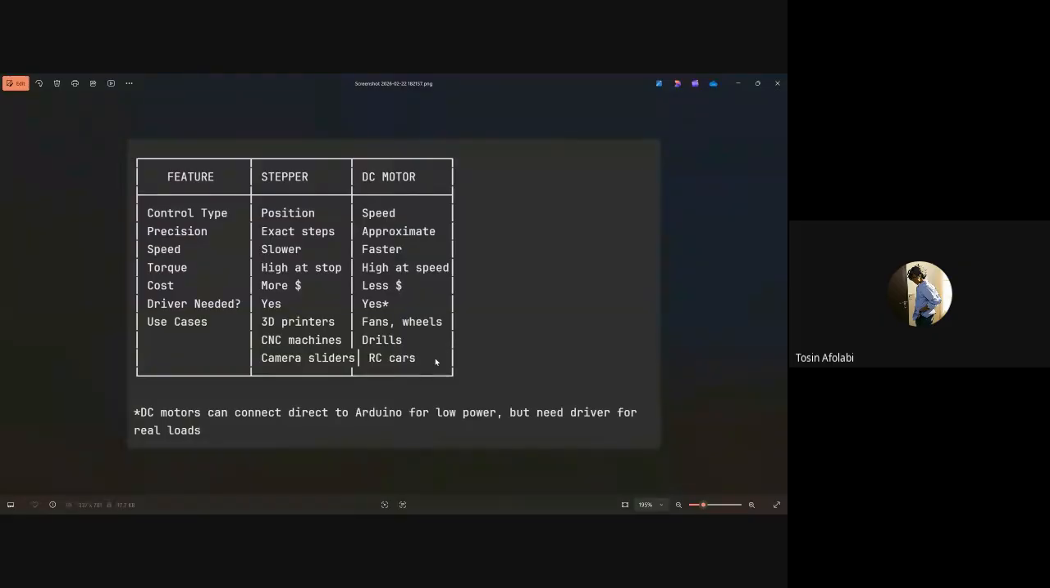So, two different types of motors: we have the stepper motors and we have the DC motors. Now the differences between both are the features. As you can see, the first one is the control type. For a stepper motor, the control type is position, while for a DC motor it is speed.